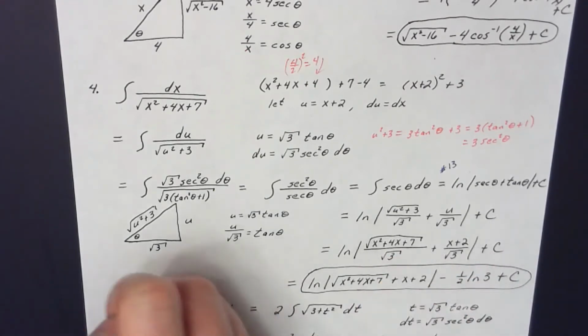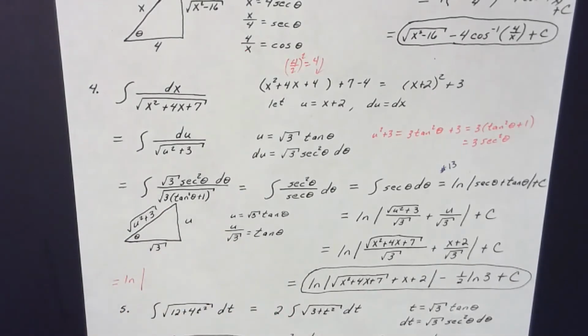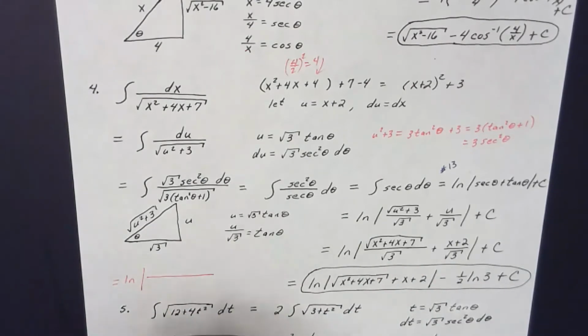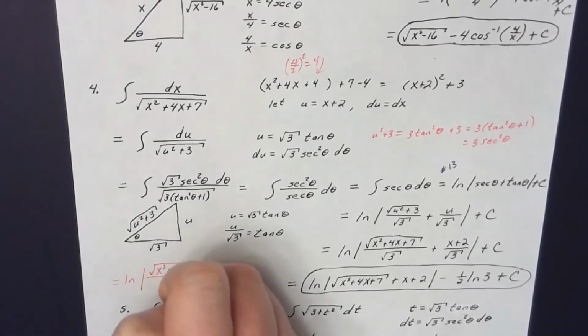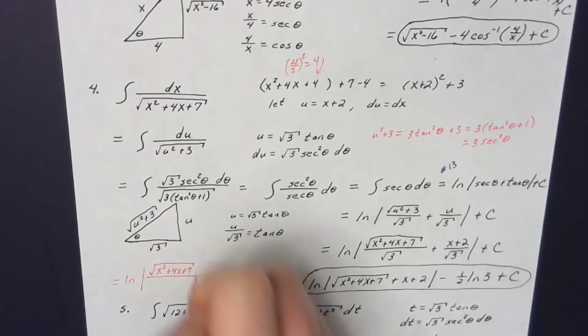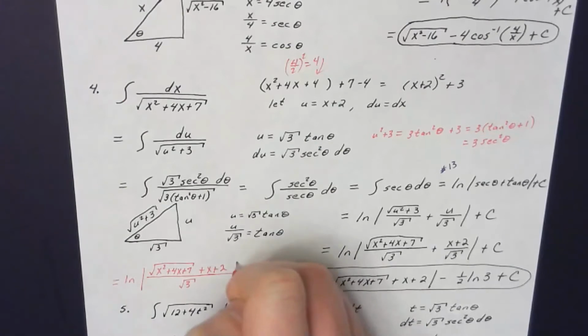This natural log would simplify to be the natural log of the absolute value. I could say, since I have a common denominator in there, I could go ahead and combine that and say it's the natural log of the square root of x squared plus 4x plus 7 plus x plus 2, all over the root of 3, plus c.